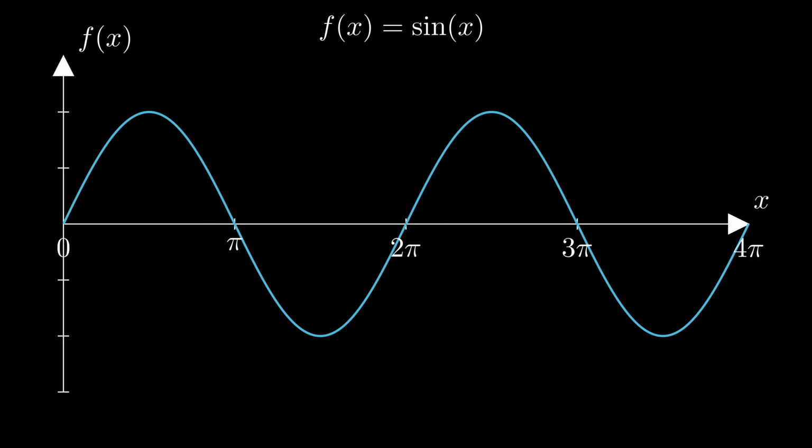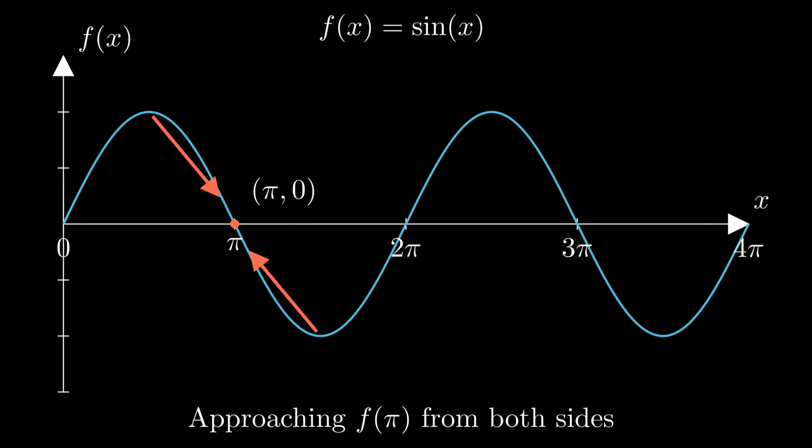Let's consider the function sine of x. This function oscillates periodically, and let's examine the limit as x approaches pi. At x equals pi, the function value is 0. But what happens as x gets closer to pi from both sides? As shown, the graph approaches the same value 0, whether we're coming from the left or right side. This illustrates that the limit of the function as x approaches pi is 0.